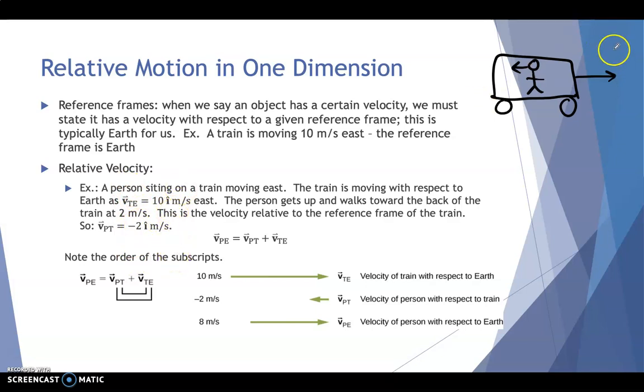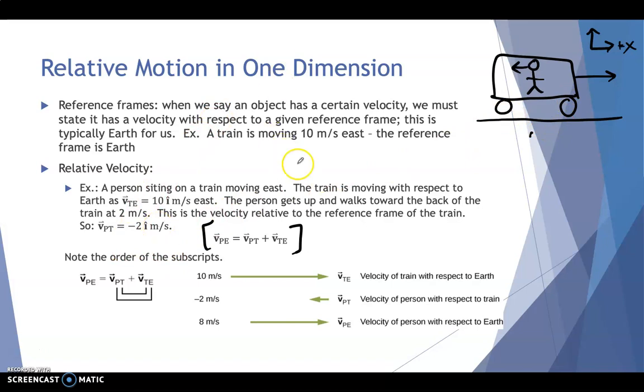Okay, so if I say that this is the positive x direction, the train is moving in the positive direction relative to the earth, and the person is moving in the negative direction relative to the train. So to figure out the velocity of the person relative to the earth, we do this in such a way. That velocity will equal the velocity of the person relative to the train plus the velocity of the train relative to the earth.